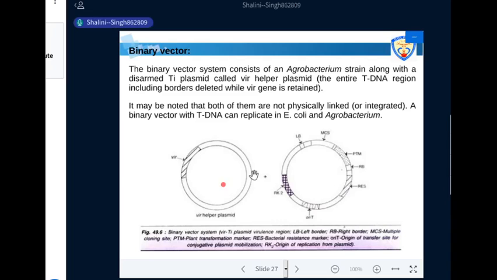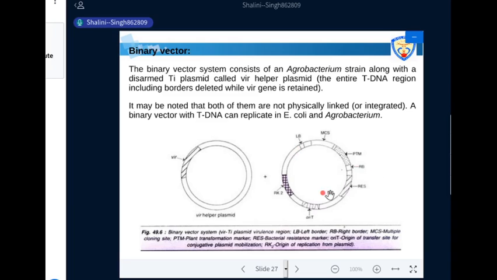This binary vector is a pair of plasmids. In this pair, one is known as the helper plasmid and the other is known as the disarmed Ti plasmid. Disarmed Ti plasmid means the oncogenes which cause crown gall disease in plants have been removed. These genes are responsible for synthesizing various hormones required for crown gall disease in the plants.